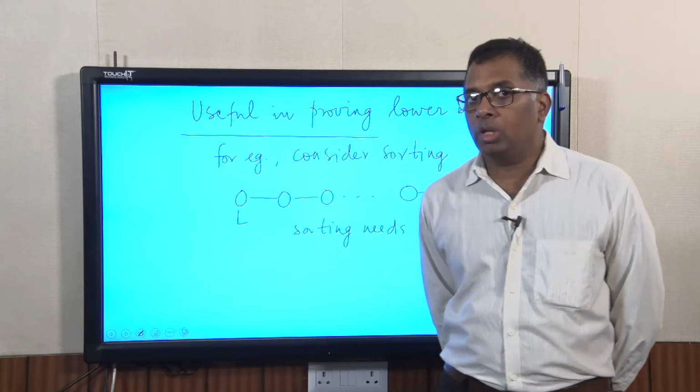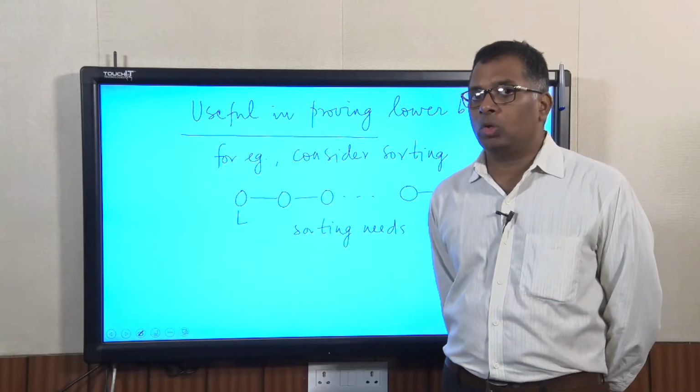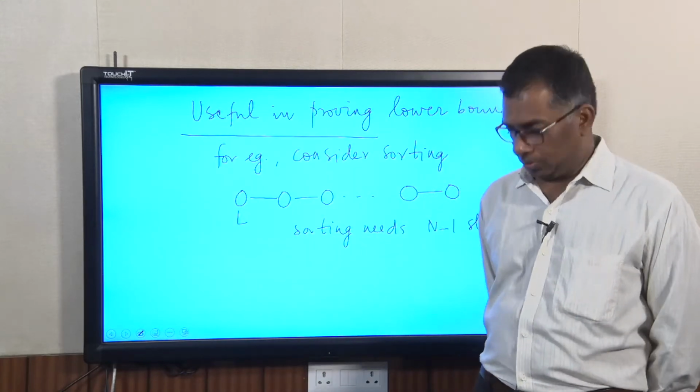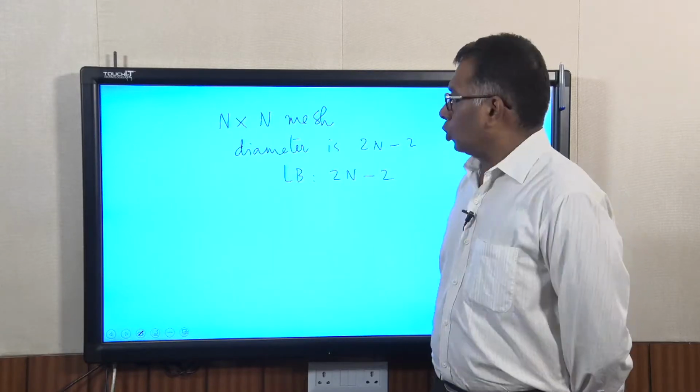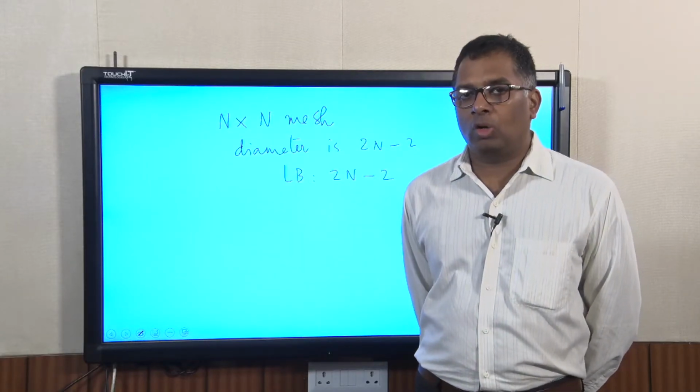The time taken would be equal to the diameter. So, the same argument could be replicated for several other problems. When we come to an n by n mesh, the diameter is, as we have seen, 2n minus 2. Therefore, a lower bound is 2n minus 2. This is of course the argument we had seen earlier, and then we went on to improve this lower bound. So, in this fashion, diameter can be used to prove several lower bound results.